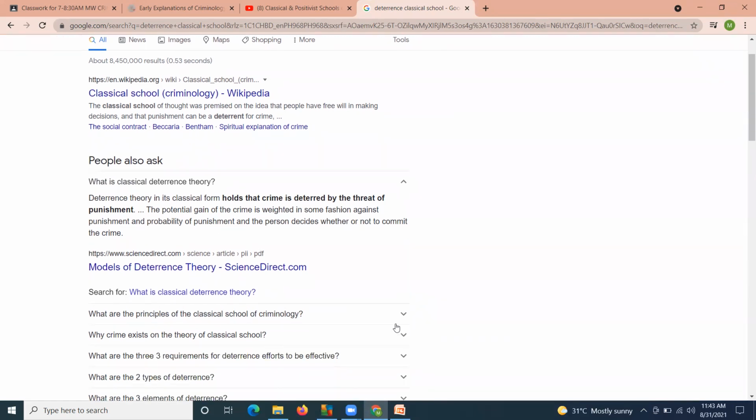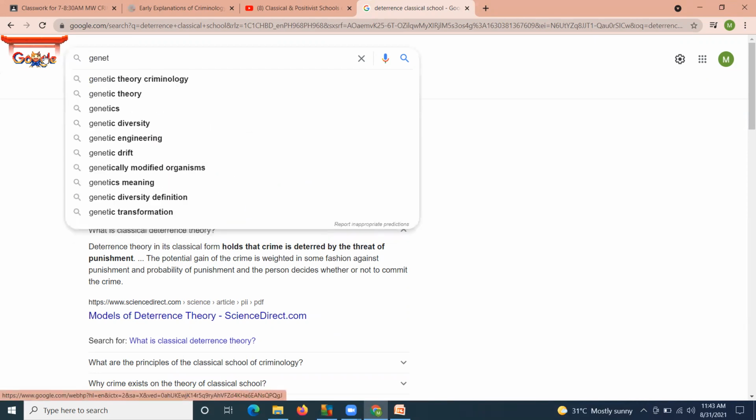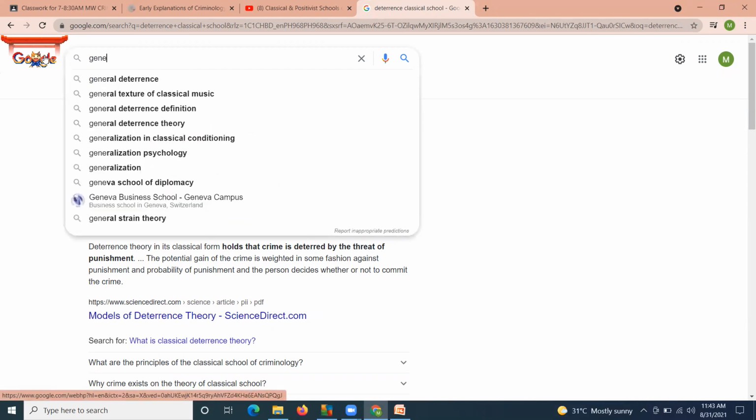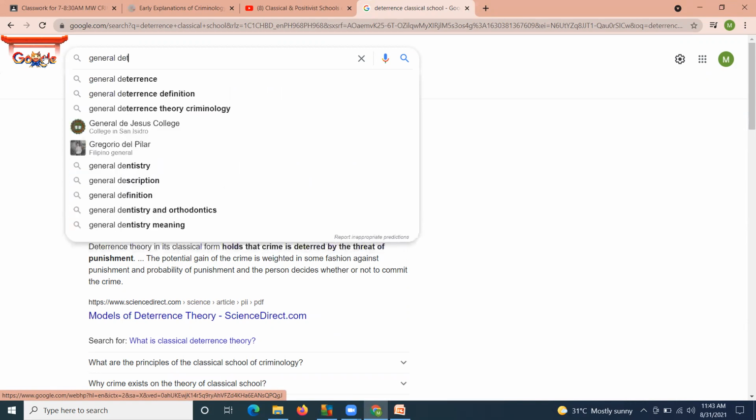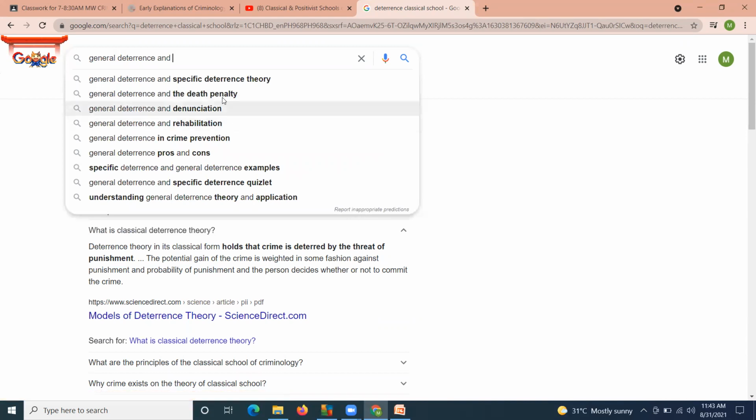So there are many types of deterrence. So in general, again, it gives a lesson. So the two types of deterrence are the following. You do have the general deterrence, and the other one is the specific deterrence. So what's the difference between a general deterrence and a specific deterrence?